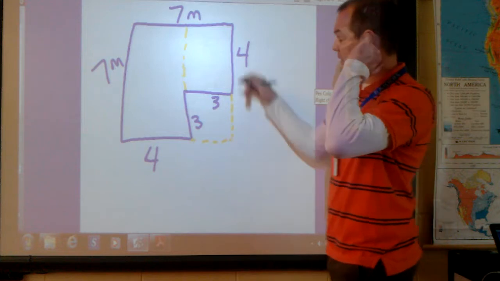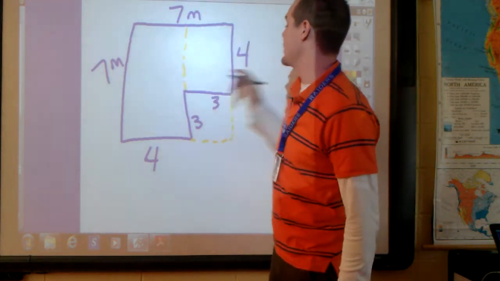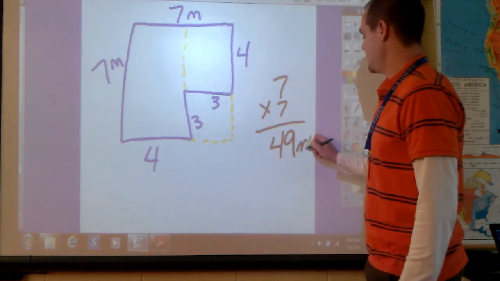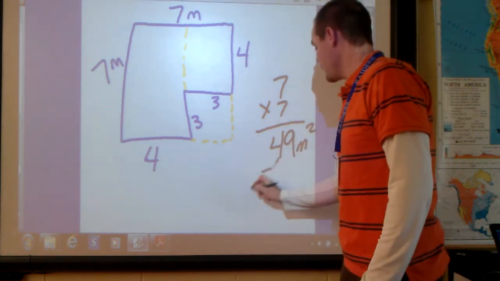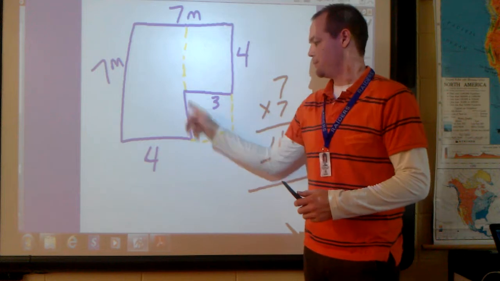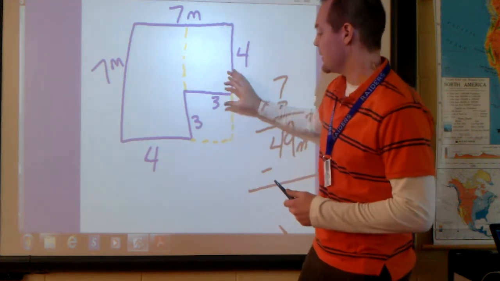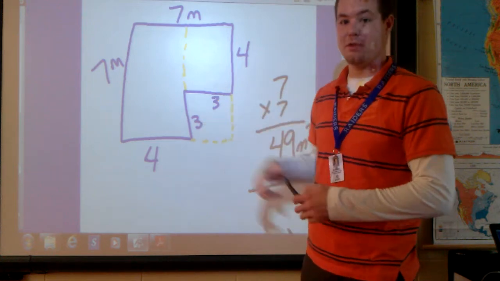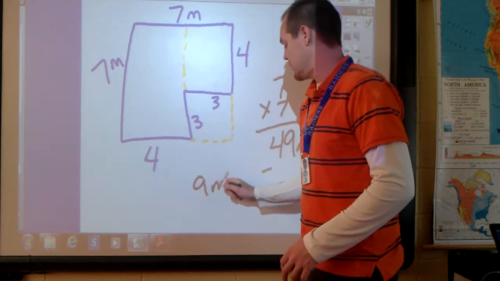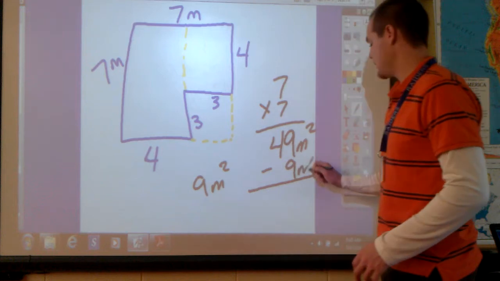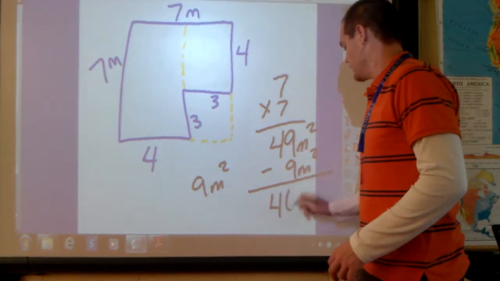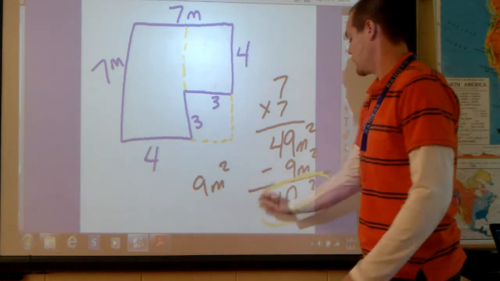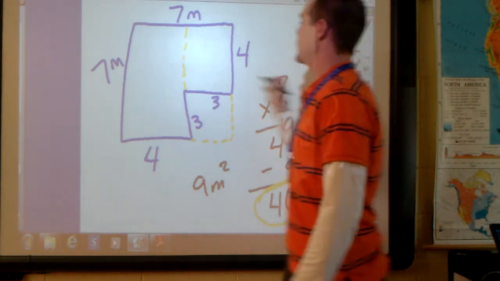Okay. To find the area, I'll take length times width, 7 times 7, and get 49 meters squared. Now I'm going to subtract the piece that's missing. And I know that the area of this piece is length 3 times width 3, which is 9 meters squared. Now if I subtract that, I'll get 40 meters squared. And that's how you find your answer for example number 2.